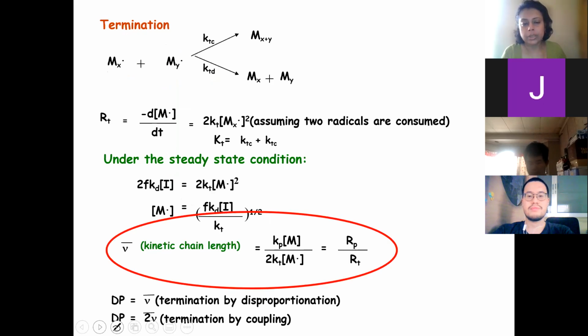Then termination. Now, in this particular case, I am talking about the termination only by combination or disproportionation. So what is by combination or disproportionation? How does the termination take place?